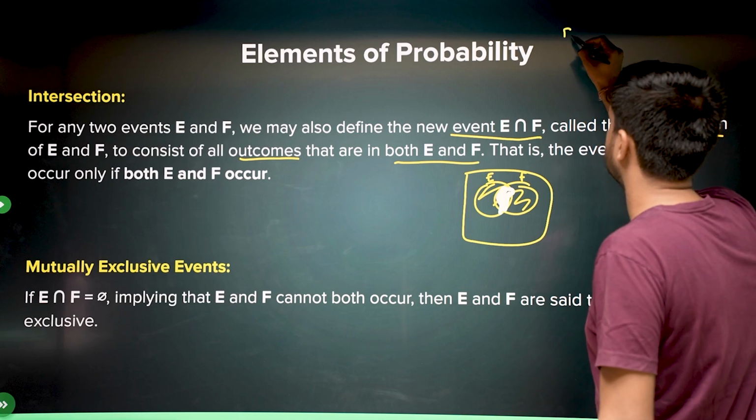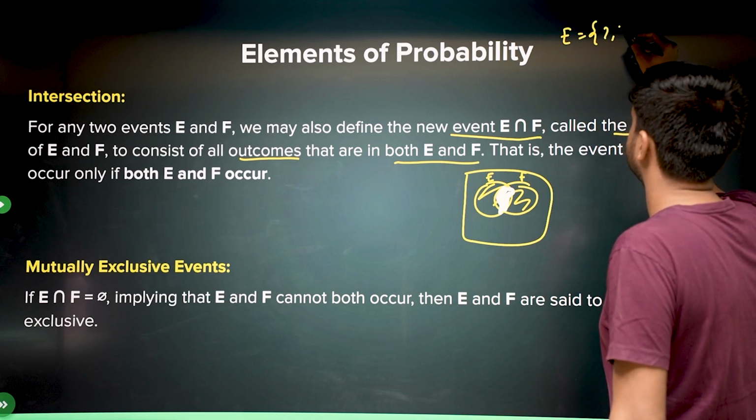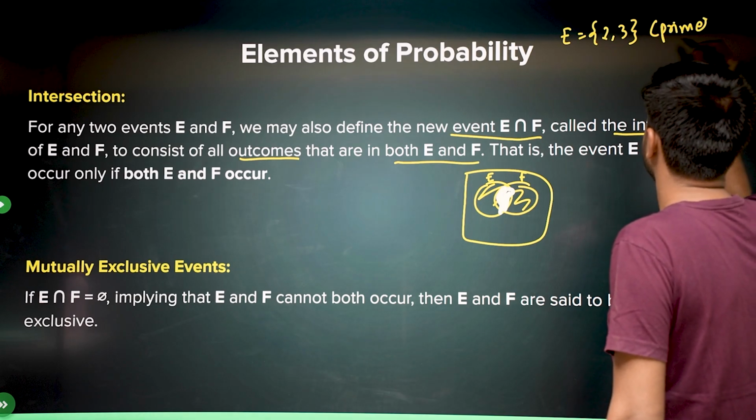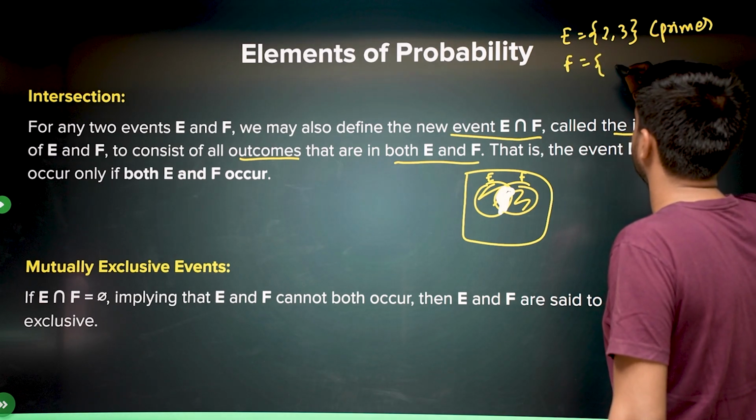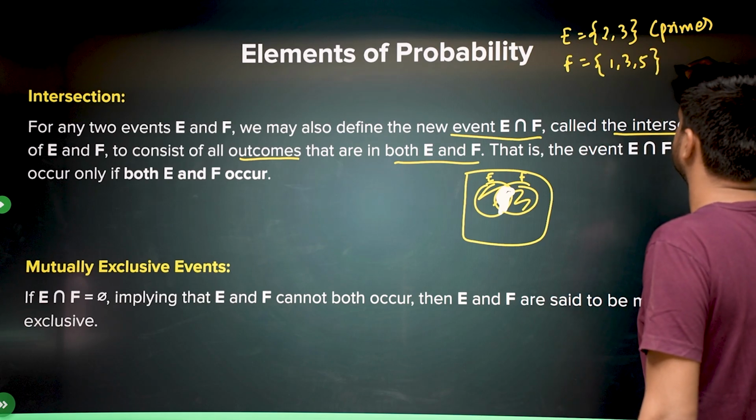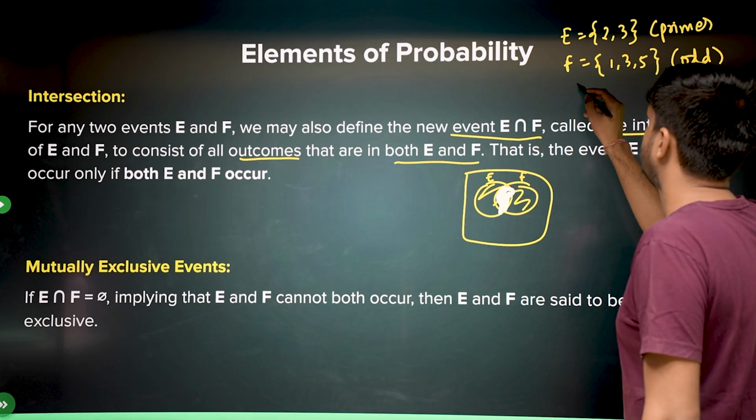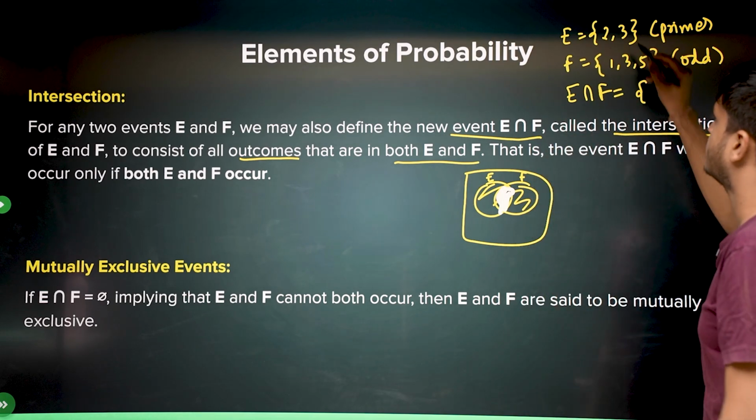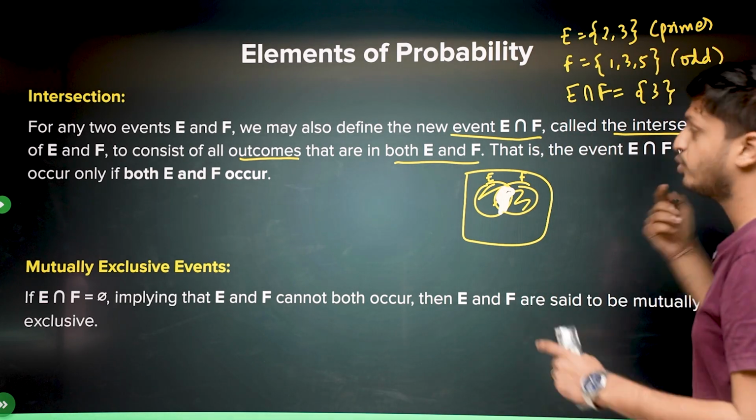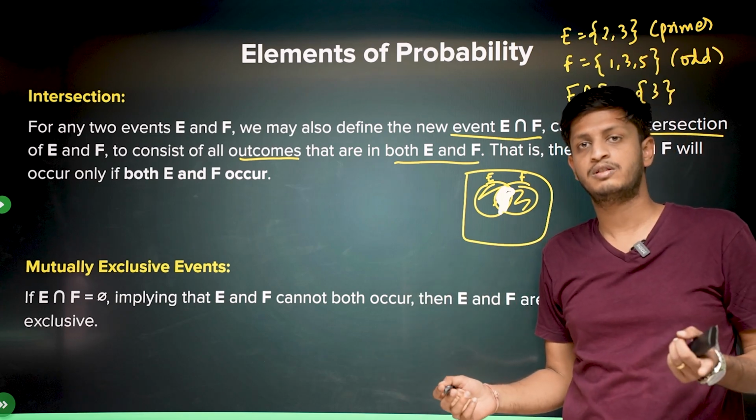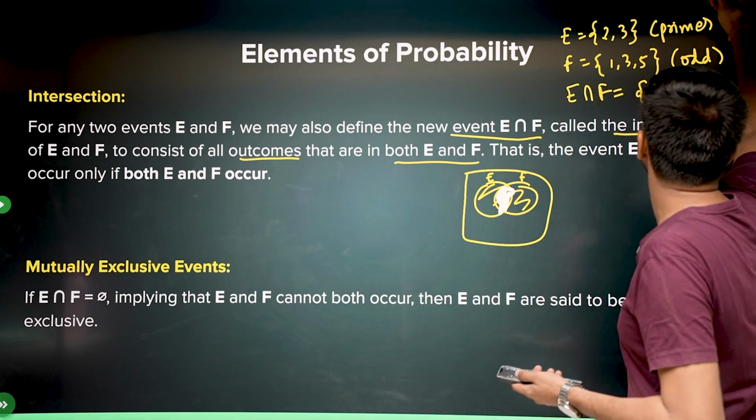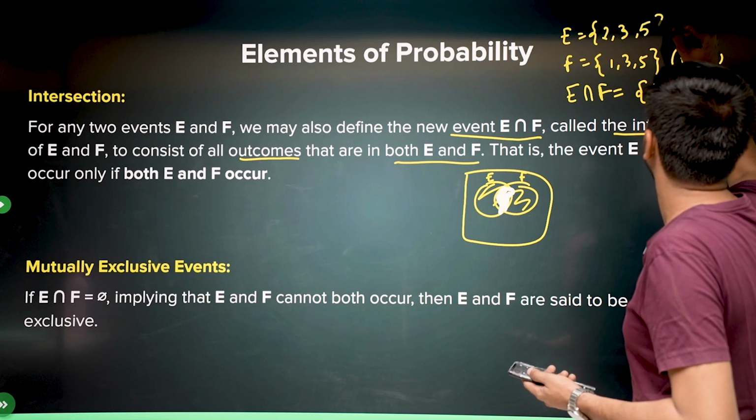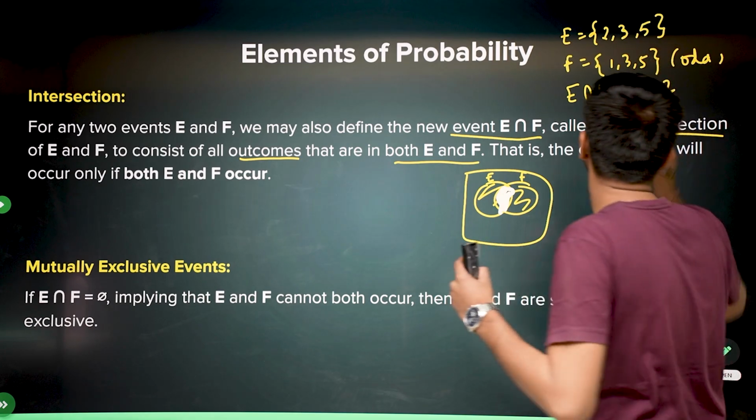So again, let's say E is the event of getting a prime number, and F is the event of getting an odd number. Then E intersection F is what? There is only one element common, right? 3. Getting both prime and odd. Okay, sorry, I made a mistake. 5 is also prime here. I should have written 5 as well. Okay, 2, 3 and 5 all are prime.